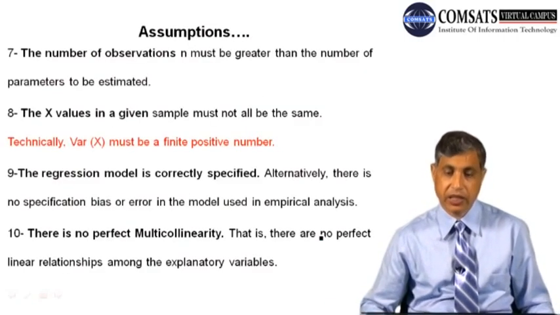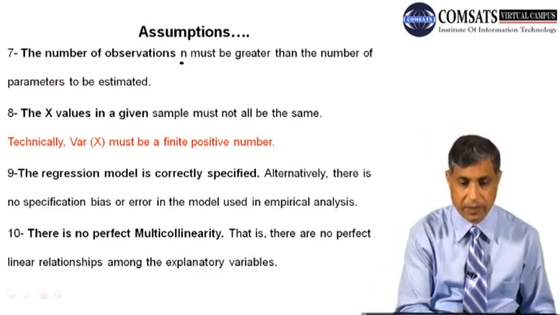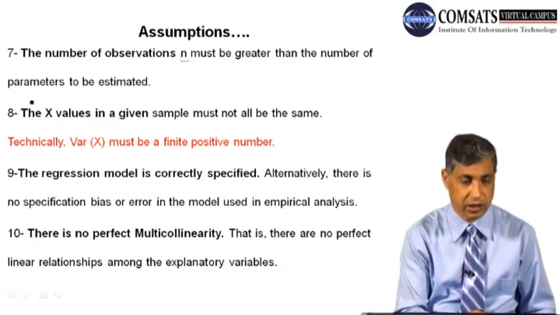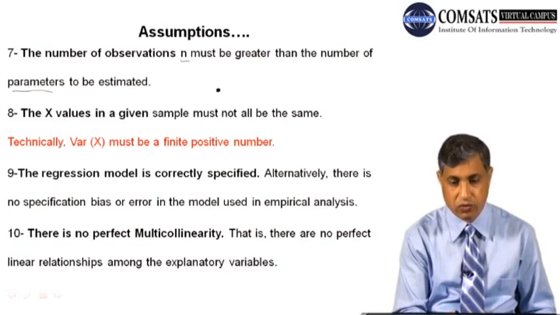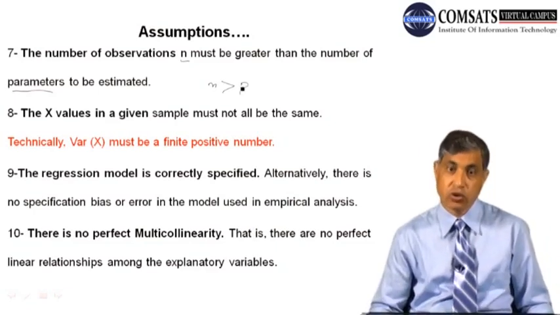What is our seventh assumption? The number of observations in a sample, this is the n, must be greater than the number of parameters. If I would like to write it, n should be greater than the number of parameters, that is p. Interestingly, if we have x and y, we can measure the coefficient from 7, 8. 7, 8 means that this is one pair.